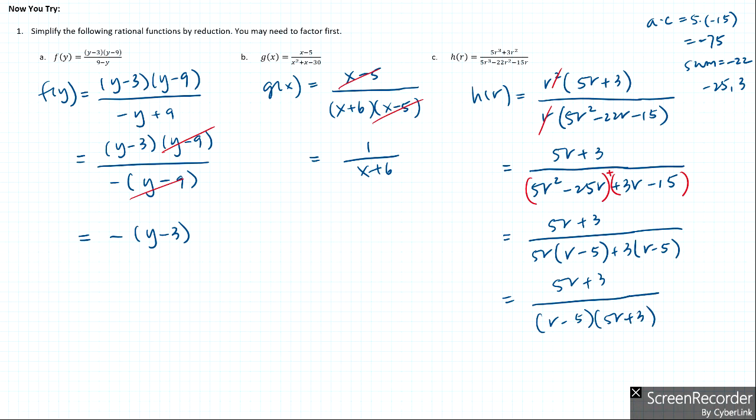Then we have another cancellation we can do with 5r plus 3, and that leaves me with 1 over r minus 5. Don't forget the 1 on the numerator. It's really important.